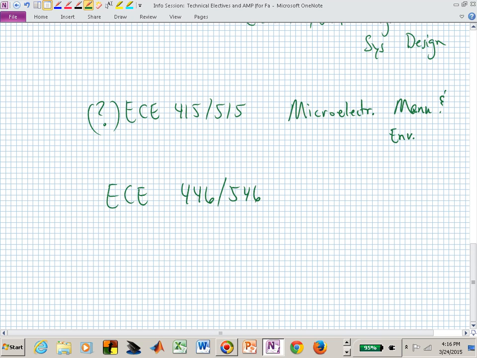Another class is 446, 546, and the reason these are not in the 50s is because these are cross-listed classes. We had to share these with another department, and they didn't stick with our 40s, 50s, 60s, 70s classification. So this 446 is a semiconductor processing class.